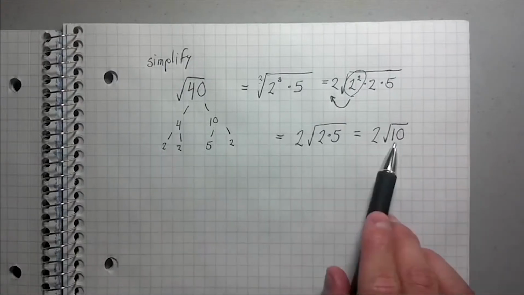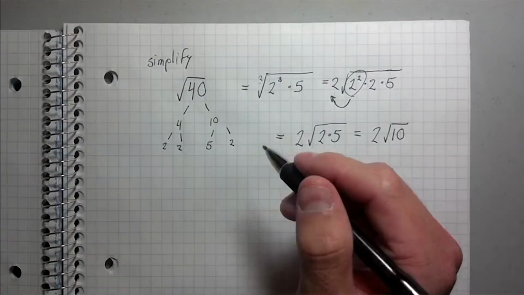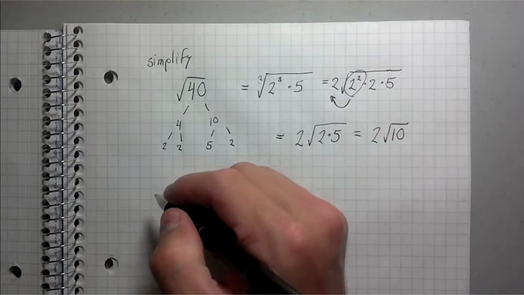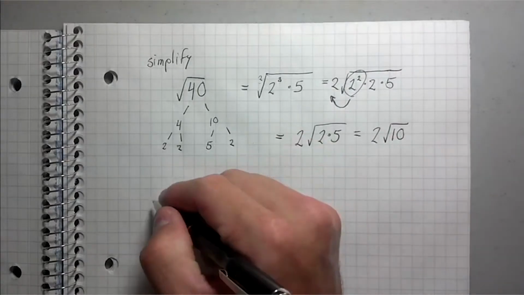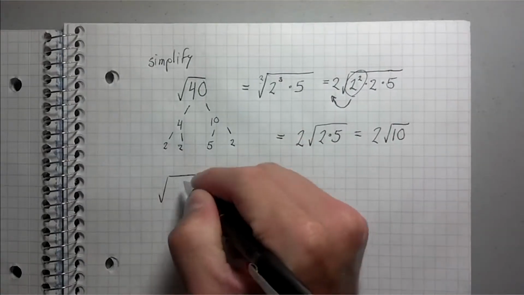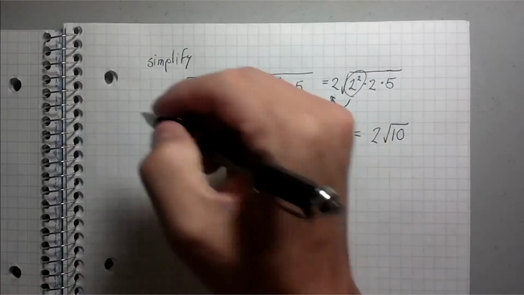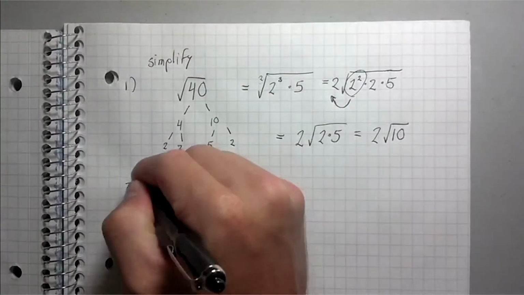Now, this is a simple case. I'm going to show you another one. All right. What if you had something like root 77? So this will be like problem 1, this will be like problem 2, okay.